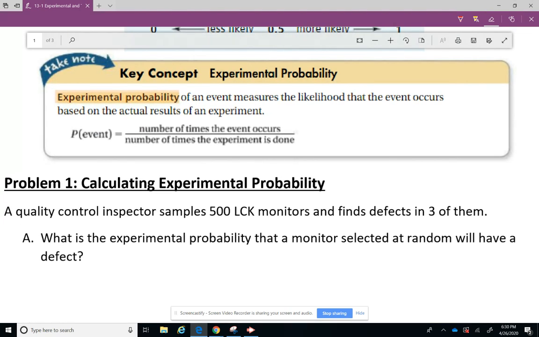Experimental probability of an event measures the likelihood that the event occurs based on the actual results of an experiment. So you're looking at the number of times the event occurs out of the total number of times that the experiment is done, like I was showing you up above.